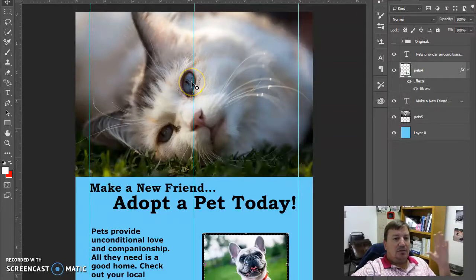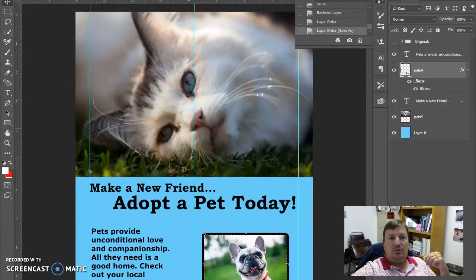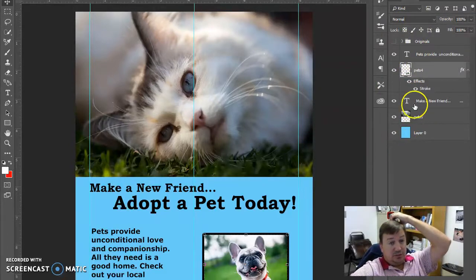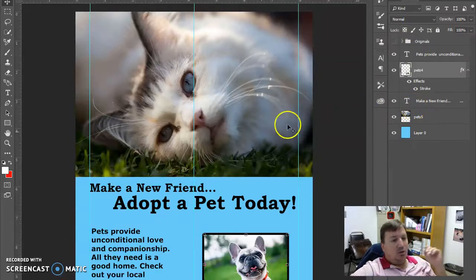The color of the eyes was too dark, so I had to go with a lighter color on my swatches, which is up here somewhere. That's my history. Oh yeah, I deleted it. I moved it so you could see the layers there. Okay, this is my actual Photoshop thing, and the eyes were too dark.